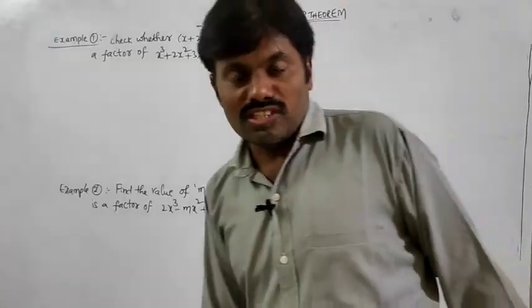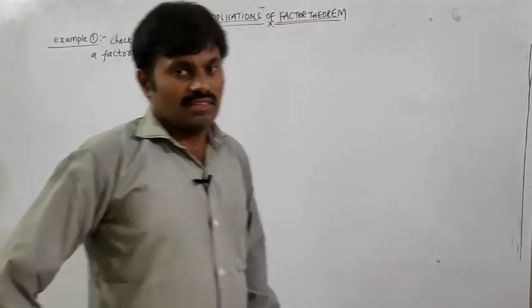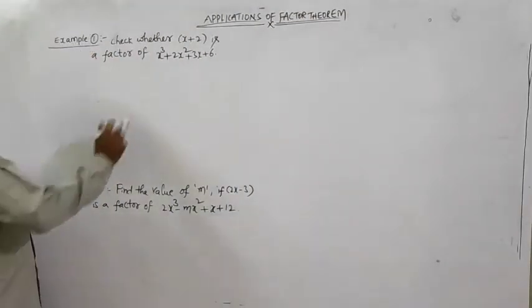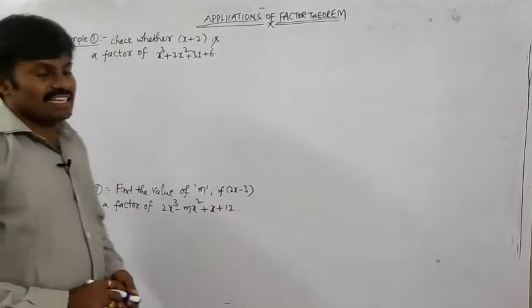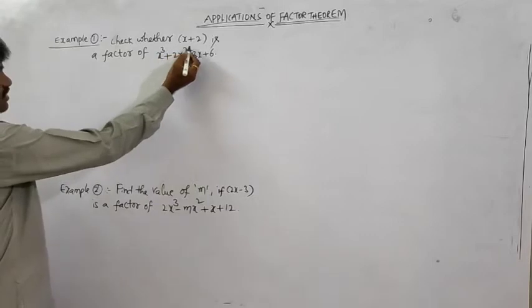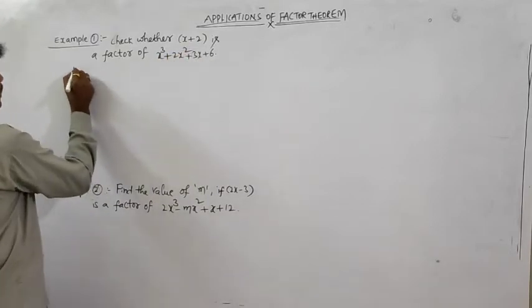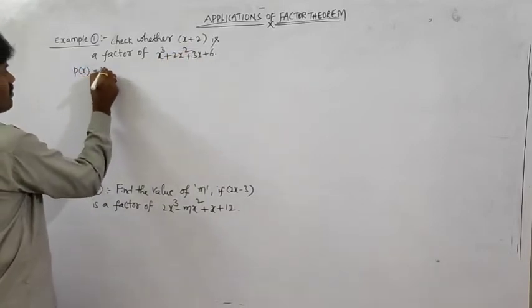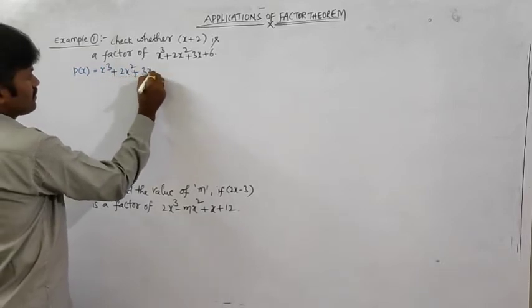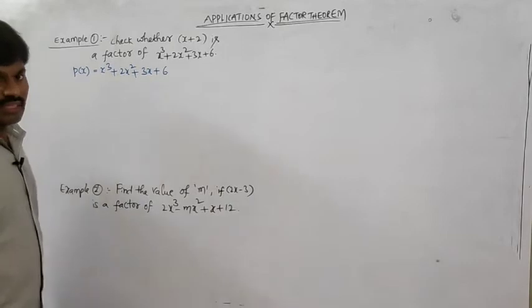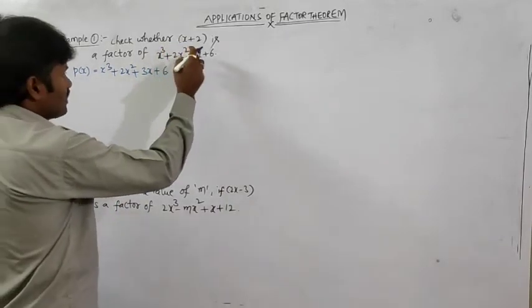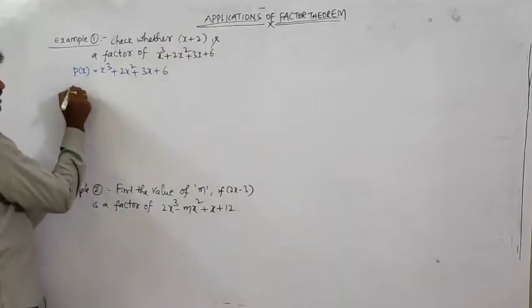And we will see some examples to understand this theorem clearly. Shall we check two problems here? See, the first: check whether x plus 2 is a factor of x cube plus 2x square plus 3x plus 6 or not. So what is the polynomial here? Let polynomial p of x be equal to x cube plus 2x square plus 3x plus 6. And what is the divisor here? The divisor is x plus 2.